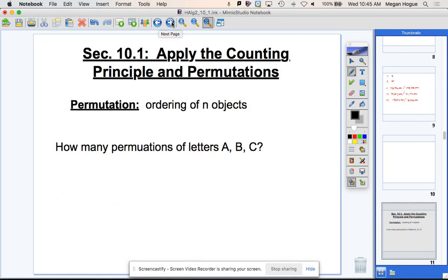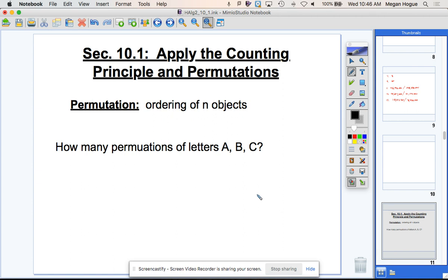Okay. Here we go. All right, permutation. So here's your blank to fill in. A permutation is an ordering of n objects. Permutation, ordering of n objects. What does n stand for? So just a number. So an ordering of 5 objects, 10 objects. So a number of objects.